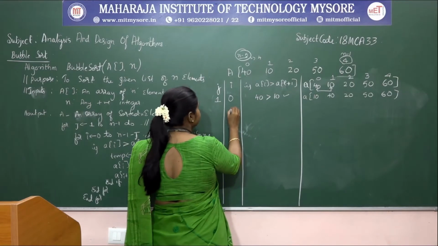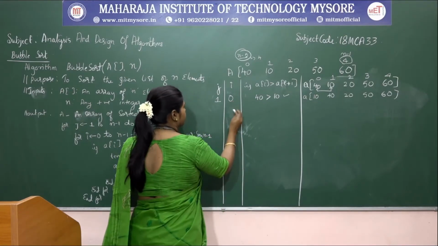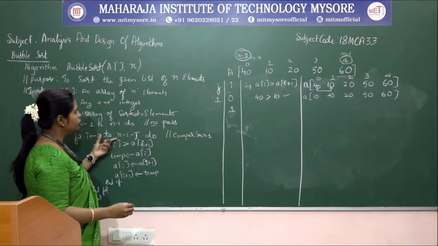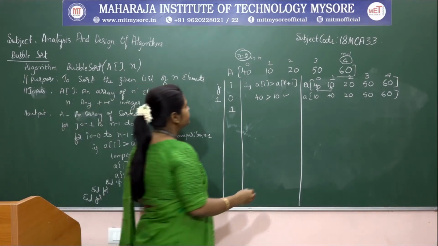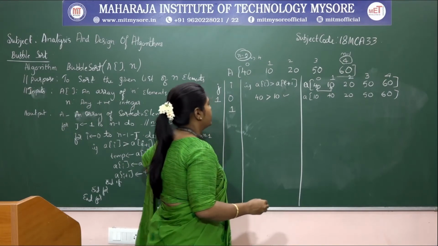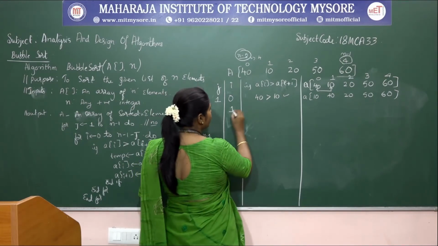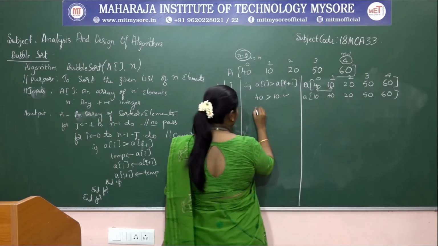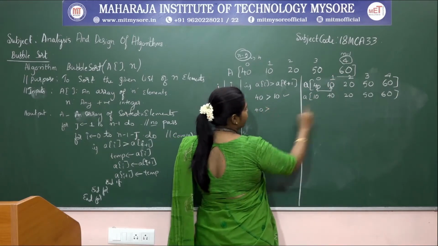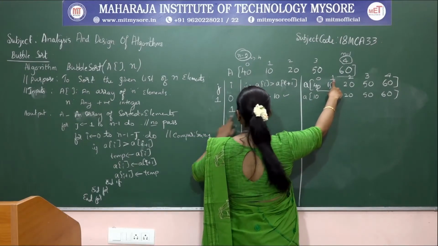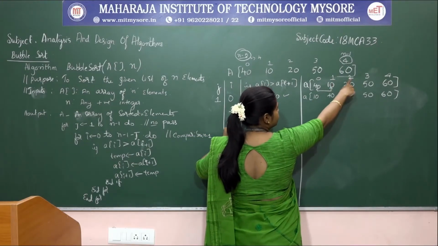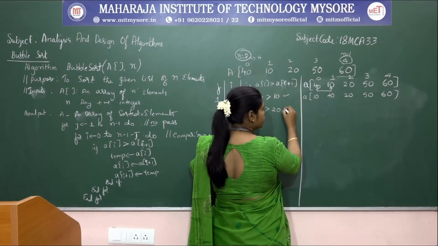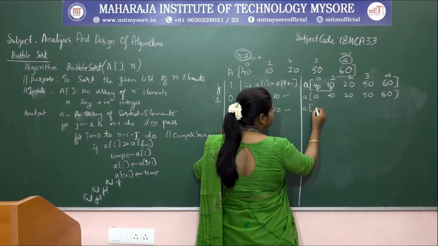Next, i gets incremented. Once it is completed, next it goes to the i loop. So i is 1. If i is equal to 1, now what happens? In a of 1 we have 40. 40 greater than a of 1 plus 1, that is 2. In the second position we have 20. So 40 is greater than 20. This is also true, so swapping is necessary.